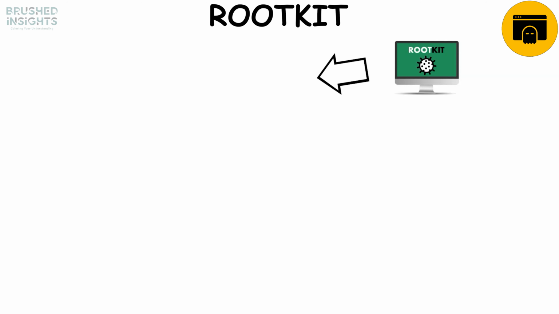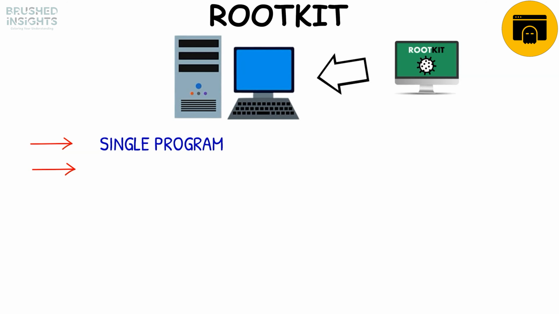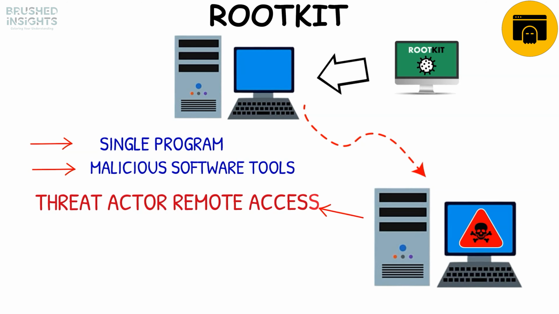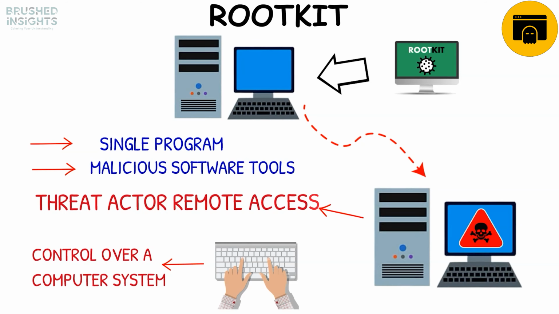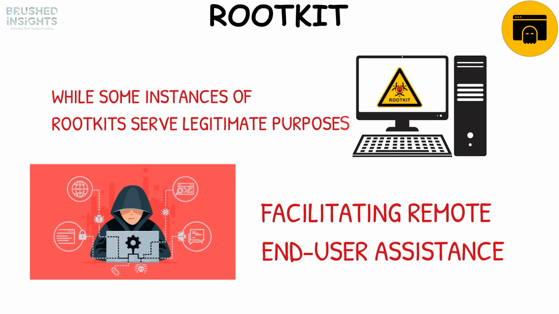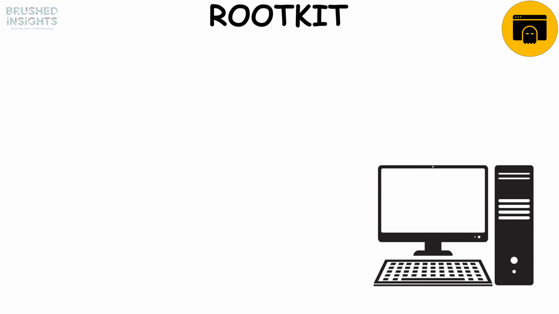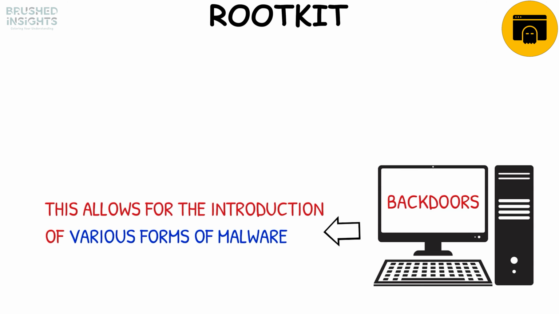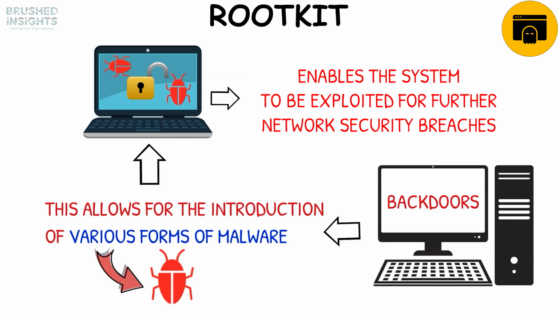Rootkit. A rootkit, whether a single program or a suite of malicious software tools, grants a threat actor remote access and control over a computer system. While some instances of rootkits serve legitimate purposes, such as facilitating remote end-user assistance, most are designed to surreptitiously open backdoors on targeted systems. This allows for the introduction of various forms of malware or enables the system to be exploited for further network security breaches.